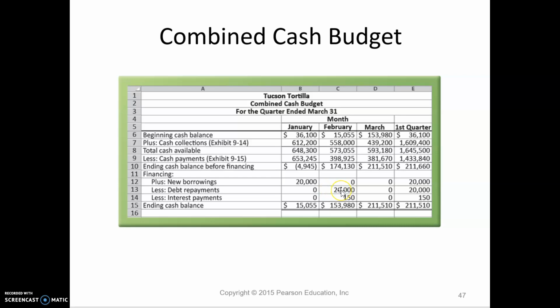So we'll subtract the $20,000, but then we also have to pay 1 month of interest on what we borrowed last month. And so we subtract that as well to get our new ending cash balance, which again becomes the beginning cash balance for the next period.